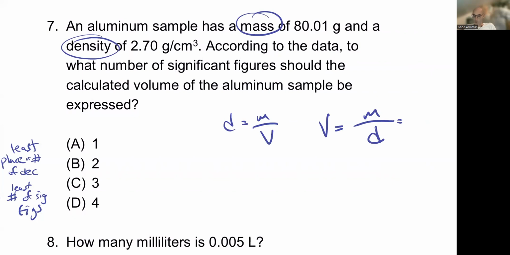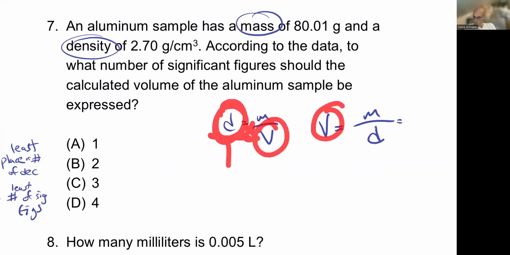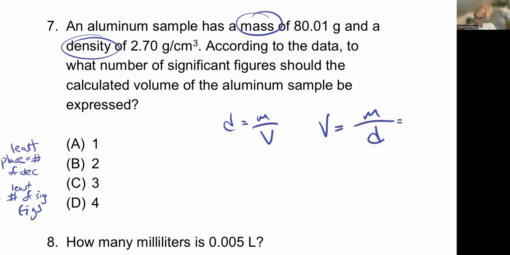And you can always switch what's on the top on one side, because this is over 1, with what's on the bottom. So we can just have them switch spots. So I've essentially just switched the locations of those two in any event. So I'm going to have 80.01 grams divided by 2.70 grams per centimeters cubed.